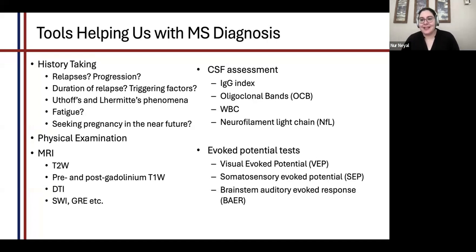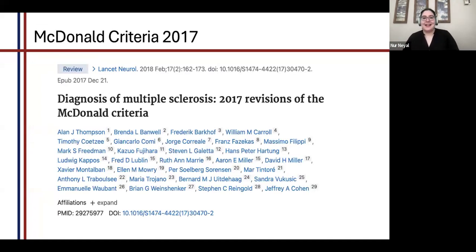And lastly, we have specific tests for different parts of our nervous system. We can check optic nerves, spinal cord damage, and brainstem damage through evoked potential tests. And after that, we have a set of data. The thing you see on the screen right now is the diagnostic criteria. It renews once every 5 to 6 years. The new edition is on the way.